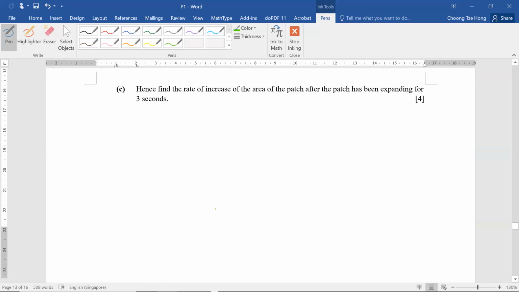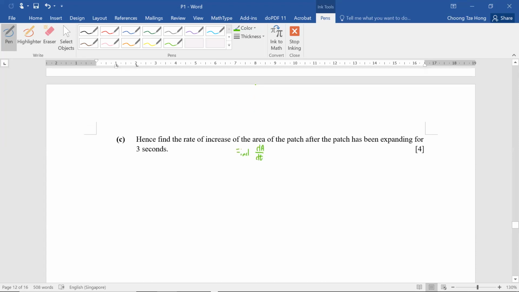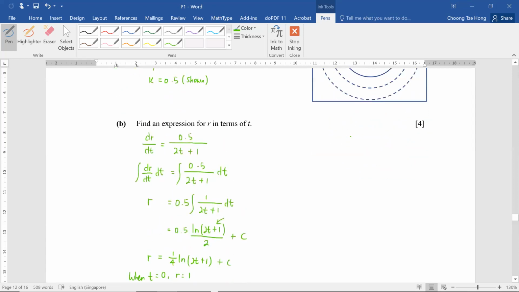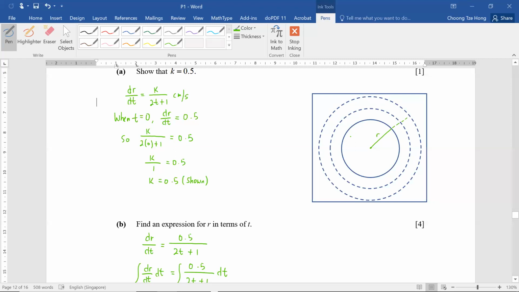This is the part where we will need to use the connected equation. Hence find the rate of increase of the area. Finding the rate of increase of the area means they want us to find dA/dt, the rate at which the area is increasing. Remember, this is a scenario whereby the circular water droplet is increasing in size. As it increases in size, the area is going to increase. So they want us to find the rate at which this area is increasing.